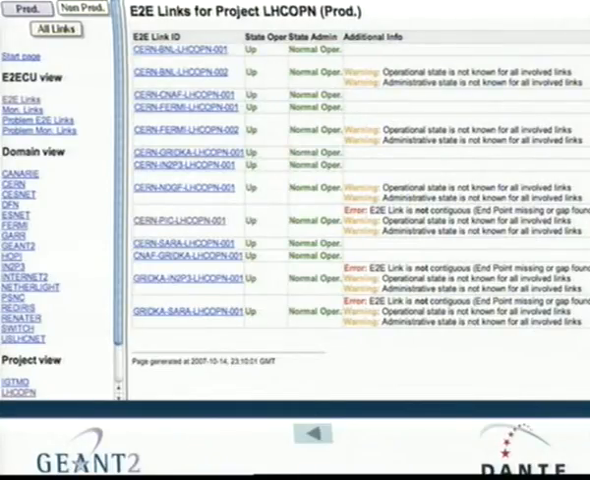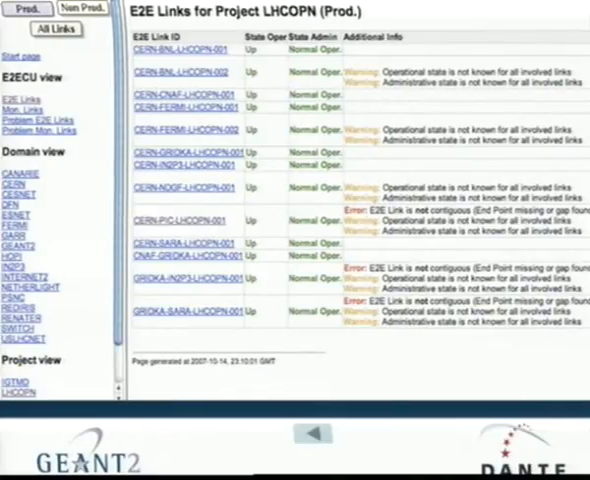This is just a snapshot of the visualization tool. You can see here, this is made for the LHC OPN, and this one represents the end-to-end link. We have, for example, the CERN BNL link. That means a link that is going from Switzerland to somewhere in US, crossing different domains. You will see if the link is up or down, and if the link is down, you could say what is the domain that is at fault.